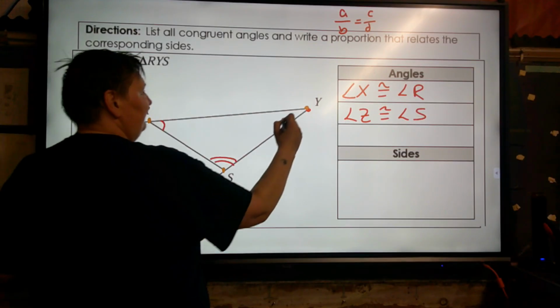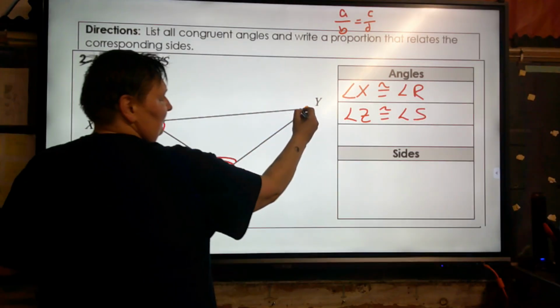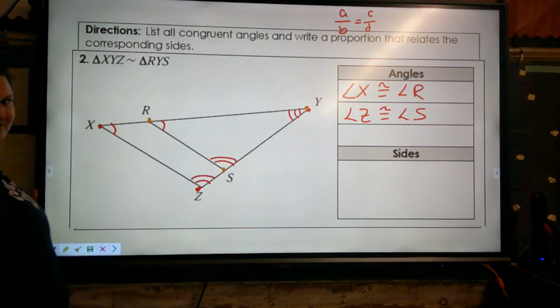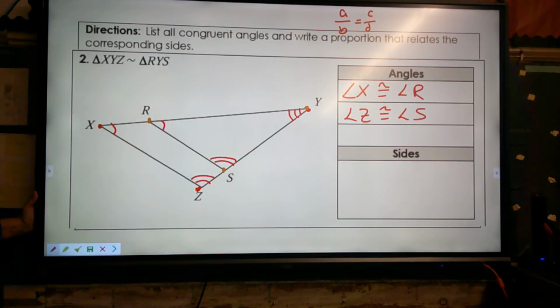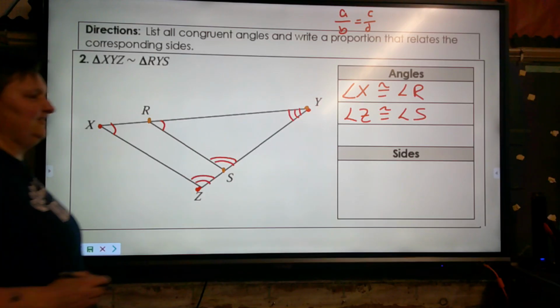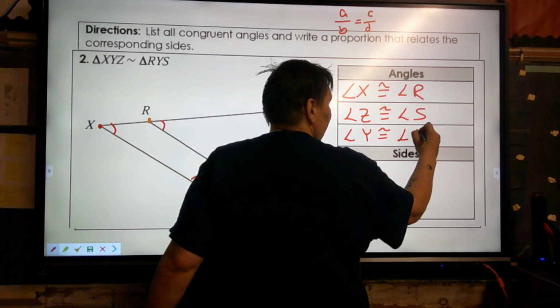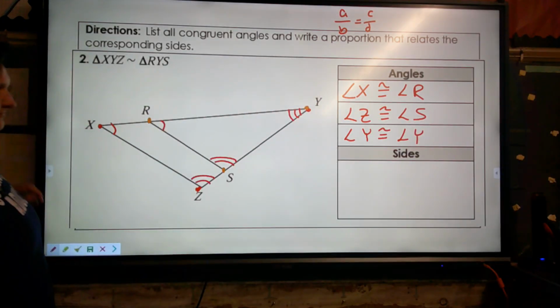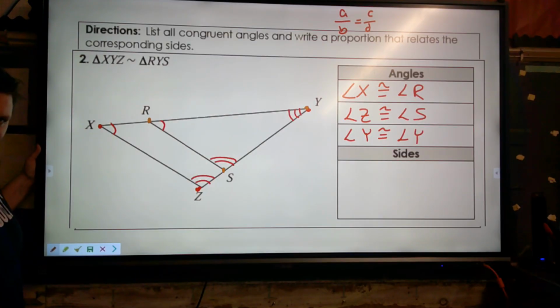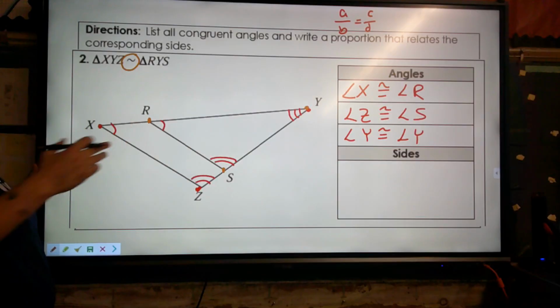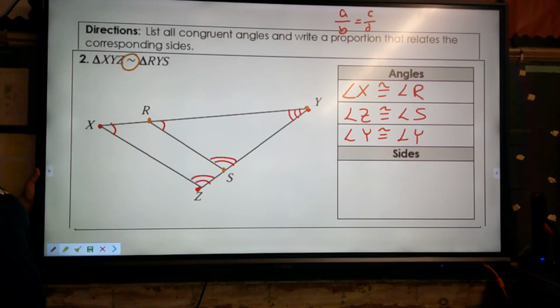And lastly, this angle is congruent with itself. How would you write that? Angle Y is congruent to angle Y? Yes, yes you would. Angle Y is congruent with angle Y. All right, angles are done. Now we got to look at the sides. Remember, because it's similar, the sides are proportional. All you have to do is figure out which sides you're comparing.